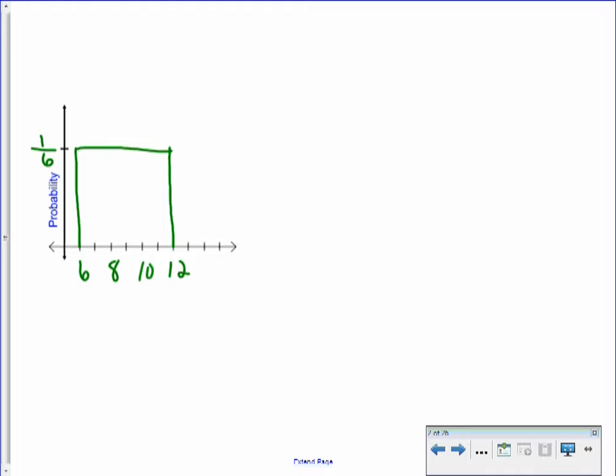Other questions? You can just go on your cell phone if you want. Are you good with the graph?